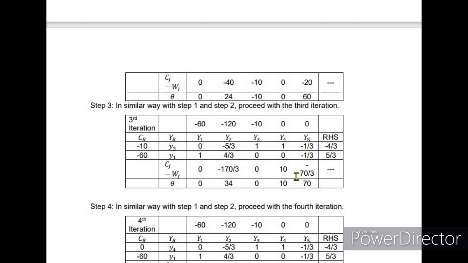Now we will just repeat steps 1 and 2. We will choose the row with the negative RHS. So this one, y sub 3, because it has negative 4 thirds RHS. And we will select the lowest theta. The lowest theta is 10. So row y sub 3 will be replaced by column y sub 4.